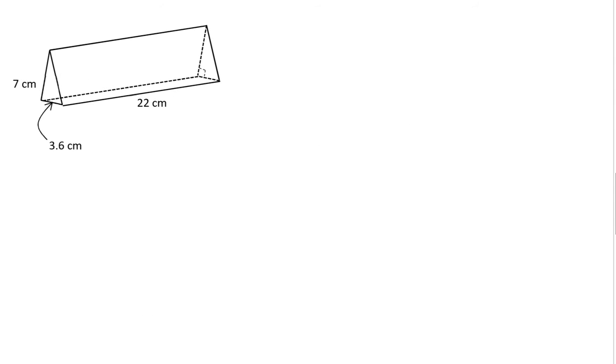Okay. Next one. So again, we have to identify the shape. And you can tell it's triangular. It has a triangle base on this side and on this side. And it's a prism because, take a look, it's got a rectangle there. It's got a rectangle at the back. And it's got a rectangle on the bottom.